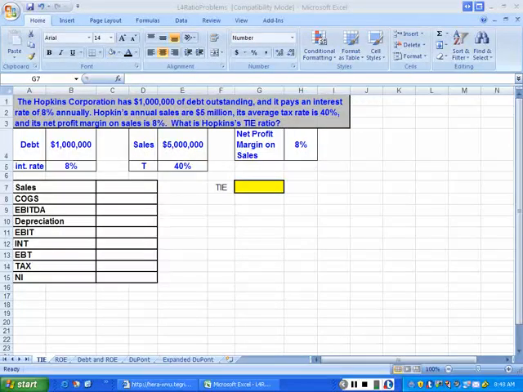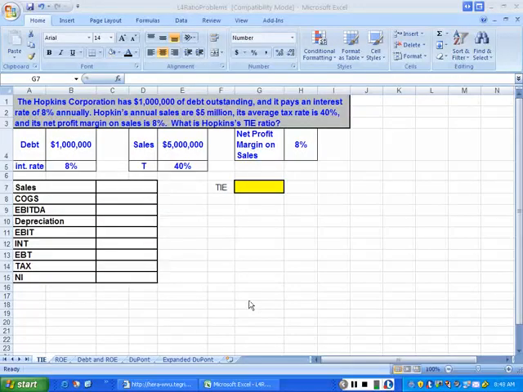One of the base ratios that we want to deal with is a measure called times interest earned. Consider this problem. The Hopkins Corporation has $1 million of debt outstanding, and it pays an interest rate of 8% annually. Hopkins' annual sales are $5 million, its average tax rate is 40%, and its net profit margin on sales is 8%. And what we're asked to find is the times interest earned.